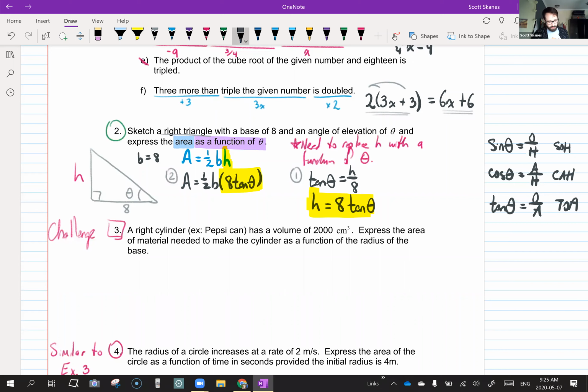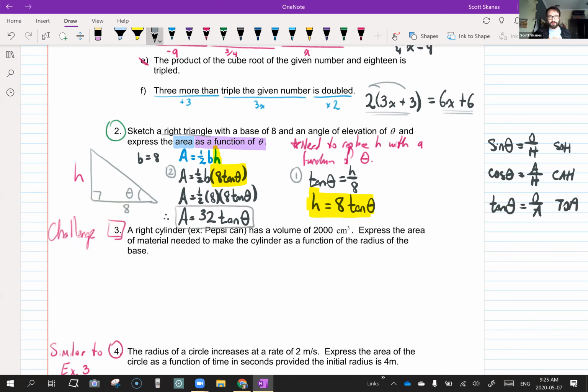And now we can put all of our information in. Watch this. B is 8, so A is 1/2 of 8 times 8 tan theta. And we can simplify this. I'm just going to make it a little smaller because I've run out of room here. Just simplify. Therefore, area is, what's half of 8? It's 4, and 4 times 8, you should know, is 32. So our answer is 32 tan theta.